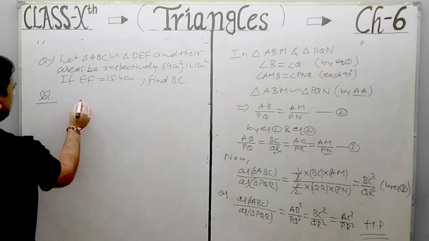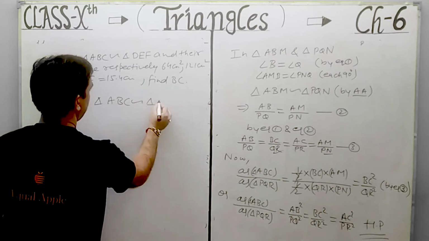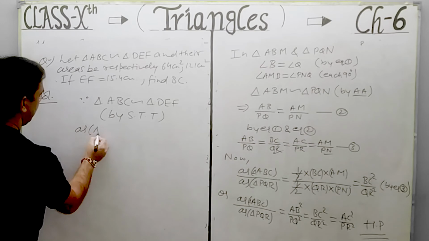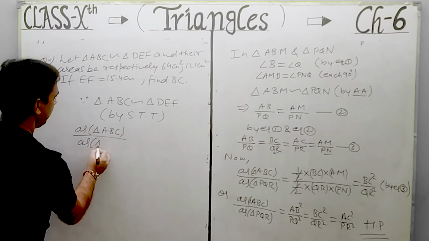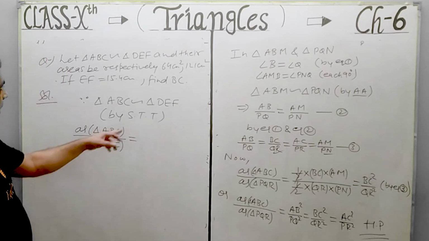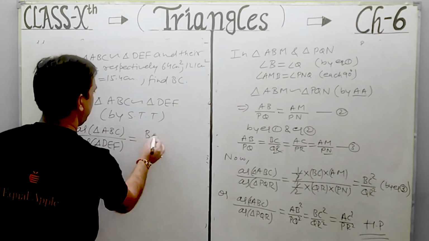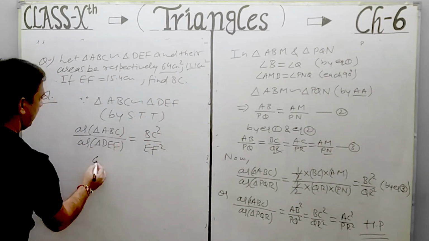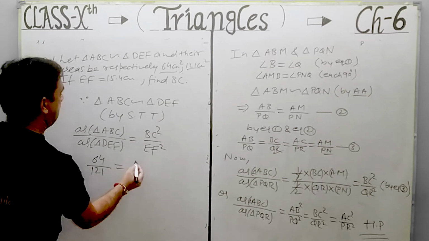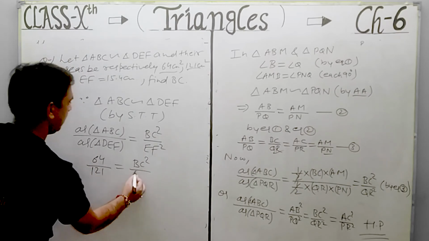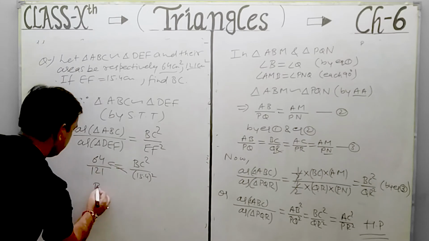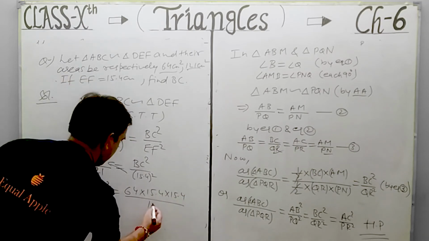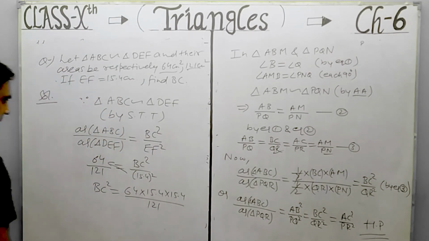So I am doing the solution of this question. Since triangle ABC is similar to triangle DEF, by similar triangle theorem, we can write area of triangle ABC upon area of triangle DEF equals the side corresponding to ABC, which is BC square, upon the side corresponding to DEF, which is EF square. Now we can substitute the values from here. The area of ABC is 64 and the area of DEF is 121, and BC square we need to find, and EF square we can write as 15.4 square.